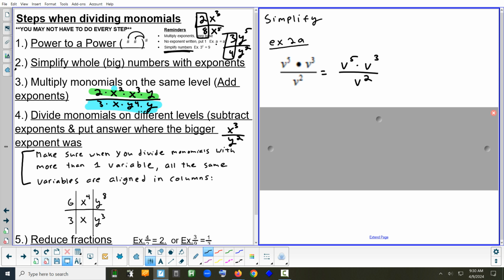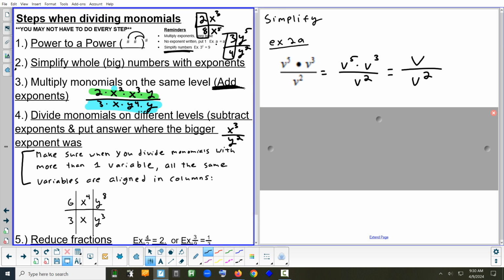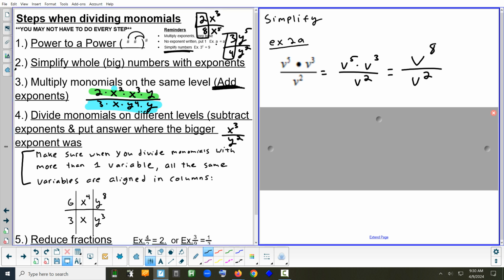Okay. Do we have things on the same level that could be combined together? Yes, we do. Is there anything on the bottom level we need to combine? No, there's only one thing in the bottom, so for now that just stays the same. But in the top, we have v to the 5th times v to the 3rd. What's going to be the base when we combine what's in the top? It's going to be a v. And what's going to be the exponent? 8. Add the exponents together. 5 plus 3 gives me 8. Okay, so that's step 3.